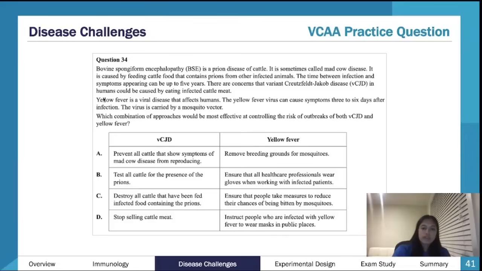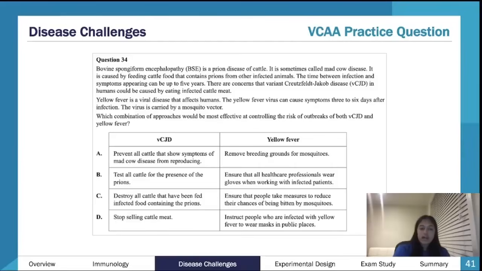So yellow fever is a viral disease that affects humans. So here we're talking about something different. This is a prion, this is a virus. The yellow fever virus can cause symptoms 3 to 6 days after infection. The virus is carried by a mosquito vector. Which combination of approaches would be most effective at controlling the risk of outbreaks of both VCJD and yellow fever?